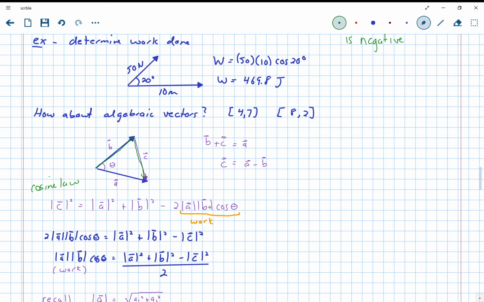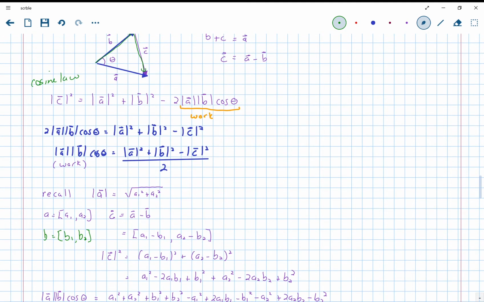So I'm going to bring the minus 2ab cos theta to the other side of the equation and bring the c squared to the right side. So we get 2ab cos theta is equal to a squared plus b squared minus c squared. And then we're just going to divide by 2 in order to get work. Okay, and there's our formula so far. So the problem with this formula here is that in a question, we're just given two vectors, A and B, not vector C. So we have to manipulate C.